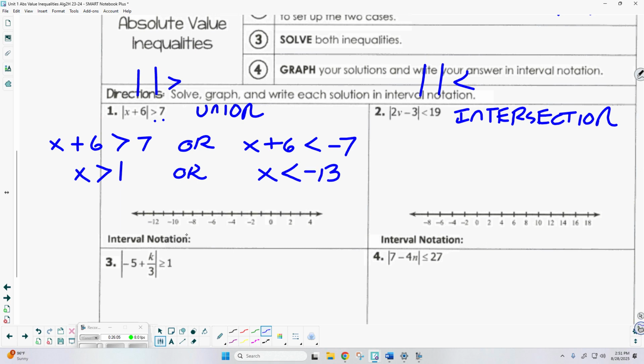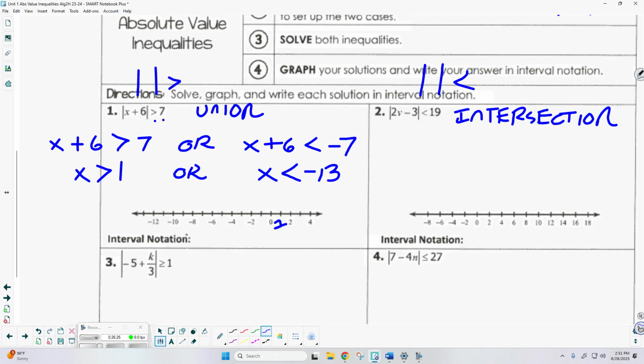Now, it has not come up yet, but what happens if you multiply or divide an inequality with a negative? The symbol switches, so that is still possible. Okay, well, let's see. X is greater than 1. Well, here's 1 right here. Open or closed?